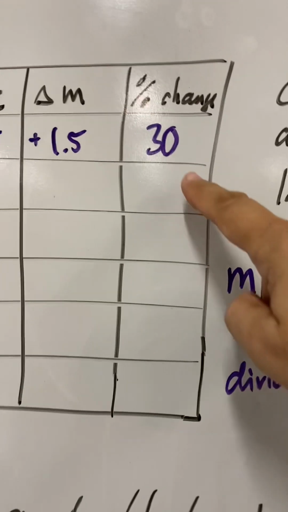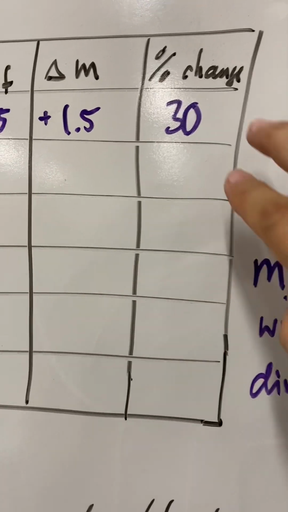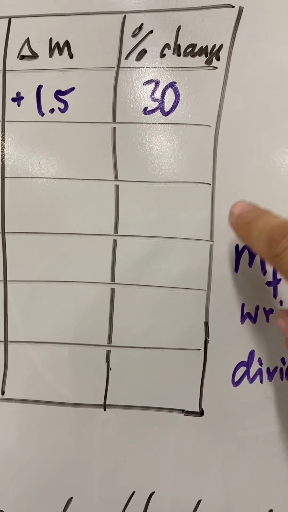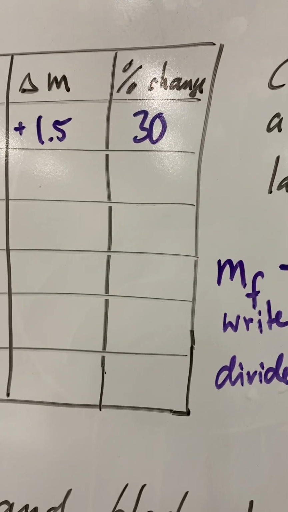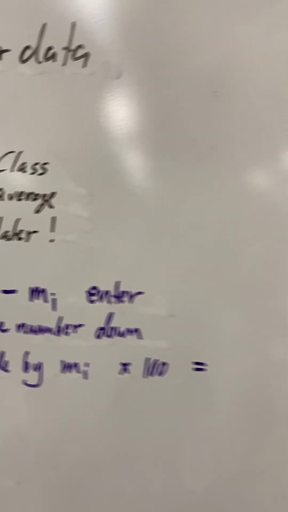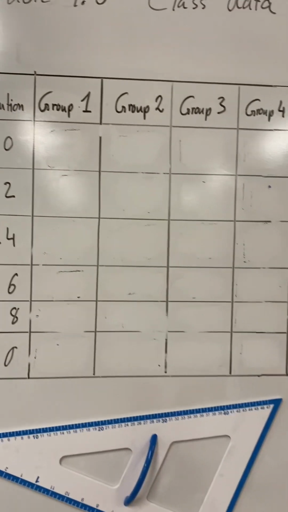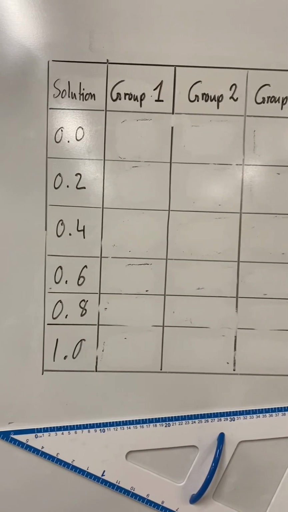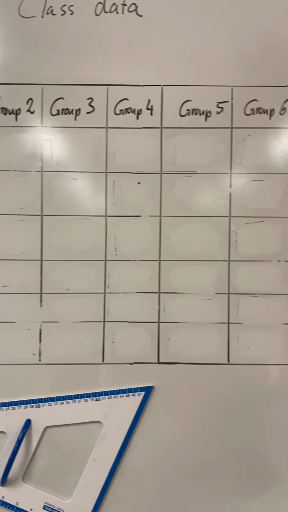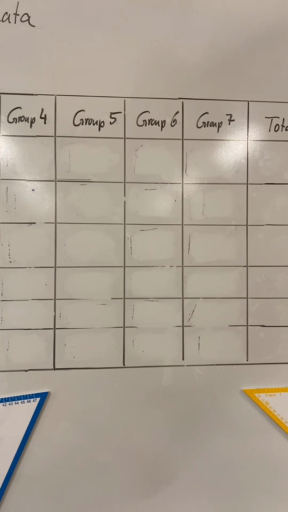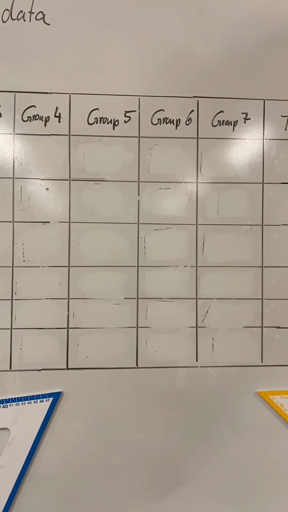Once you have all of the 6 percent changes, the first 2 should be positive and the last 4 should be negative. Send one person from your group to the board and fill in your information right here. Once all the information is on the board, please copy those numbers into your own table 1.5 with Kami.